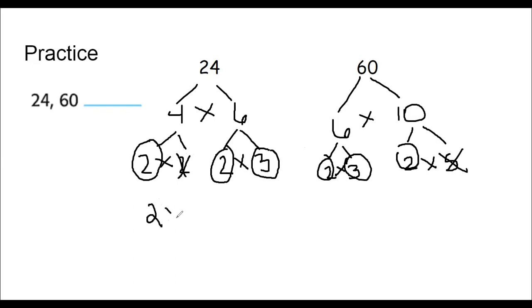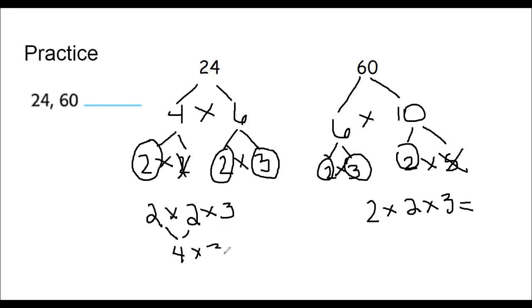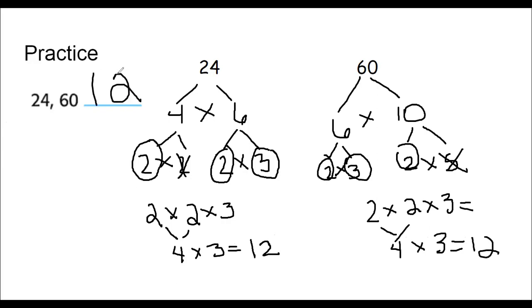So now we're going to multiply 2 times 2 times 3, and same thing over here, and that is going to give us our greatest common factor, right? 2 times 2 is 4. 4 times 3 equals 12. And the same thing over here: 2 times 2 is 4, 4 times 3 equals 12. So our GCF for these two numbers is 12.